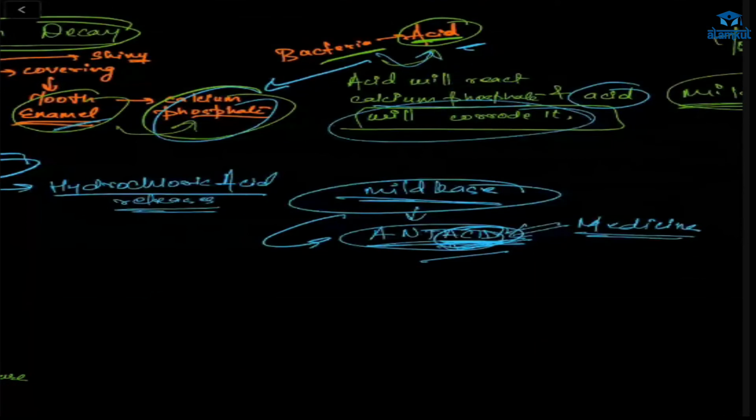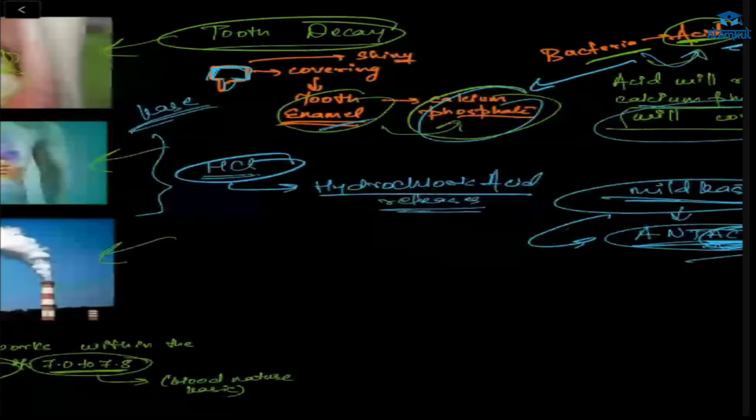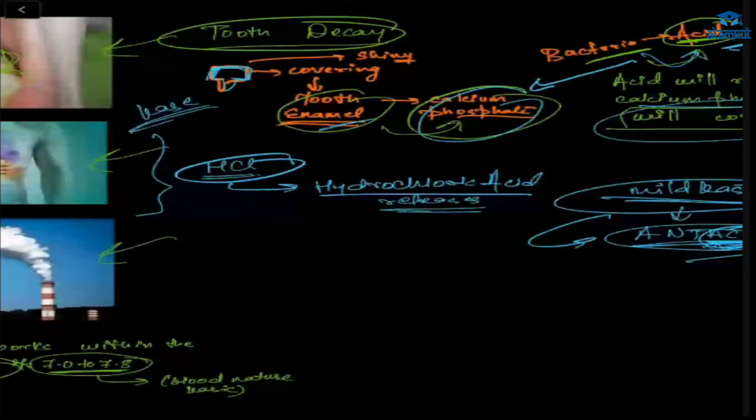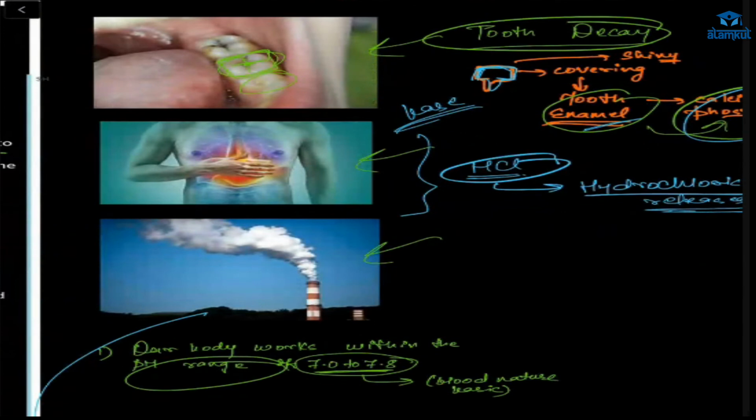We can also consume baking soda. We mix the baking soda and the water, and we can also consume that. Okay, now you got it, how we remove the acidity, or how we remove this bacteria acid part from our teeth or from our stomach. Remember this, to remove the acid only a base will work. Only a base can remove acid, nothing else. Acid cannot remove acid. Only a base can remove the acid.